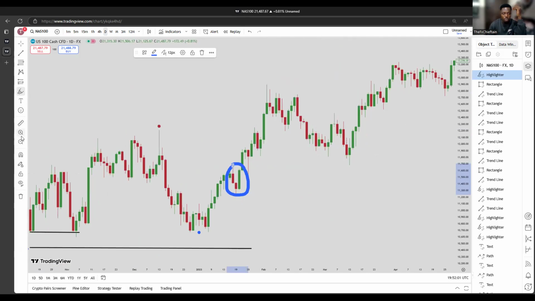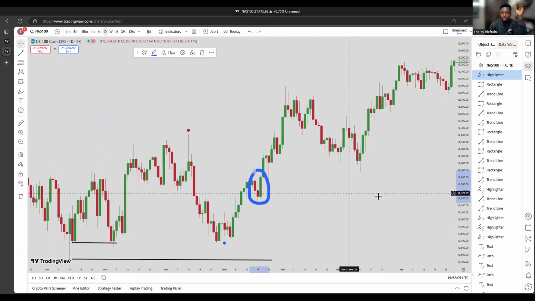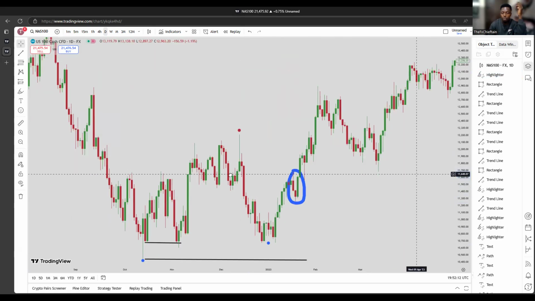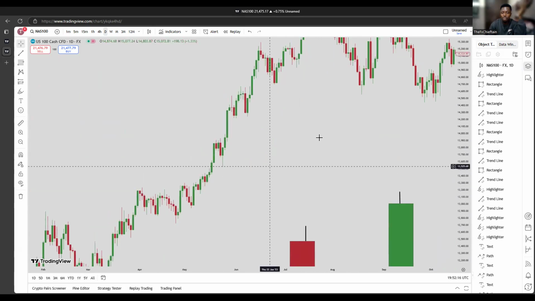You can see this one. This is a tweezer bottom. This one right here. See the candle closes, they're equal. You understand? So these are things you want to look out for. You can see it's continuous, endless even.